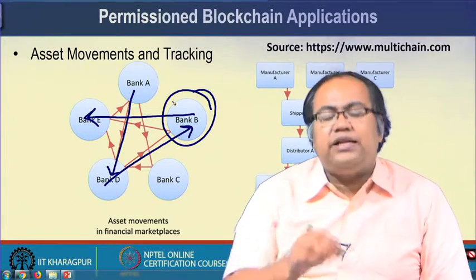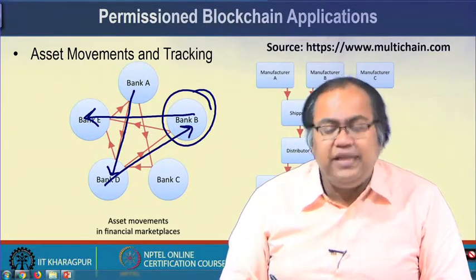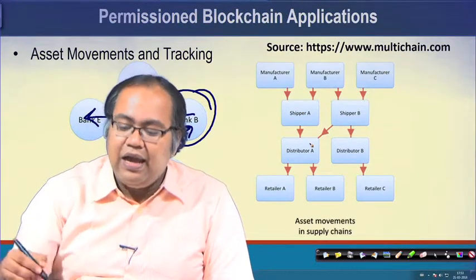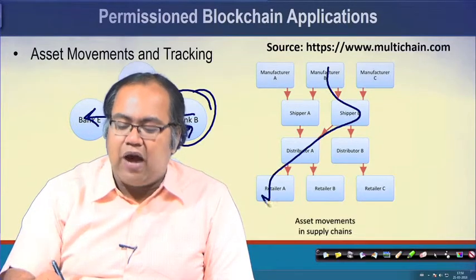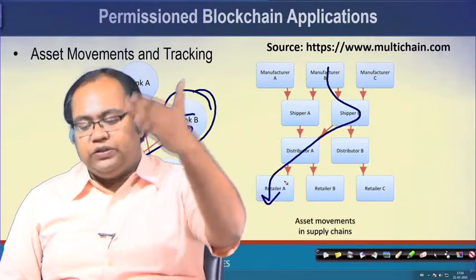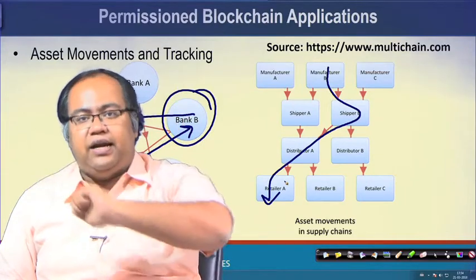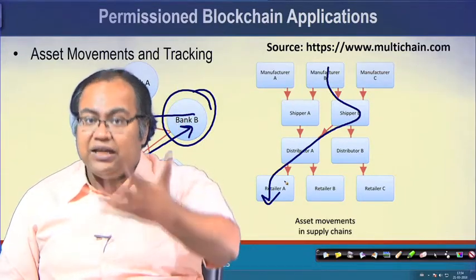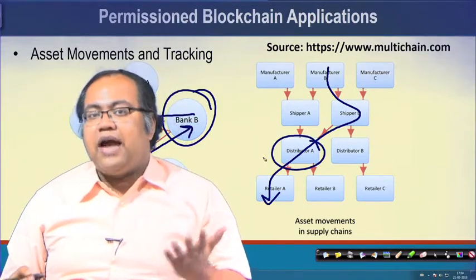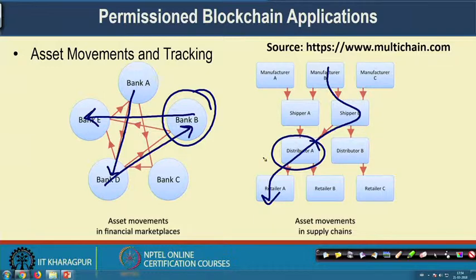Another application of this kind of asset movement can be in the supply chain, where you have multiple manufacturers, and the manufacturers send the asset to the shipper, the shipper sends the assets to the distributor, and the distributor sends the asset to the retailer, and you want to track the path of how a particular asset has moved from manufacturer to shipper to which distributor to which retailer, in a secure way, so that distributor A will not be able to deny later on that he or she has not received that particular asset.